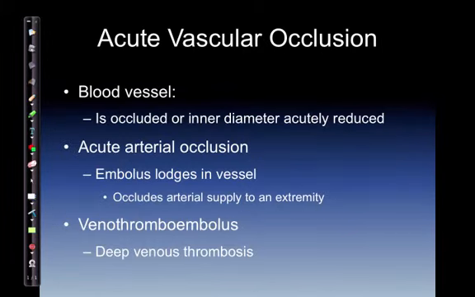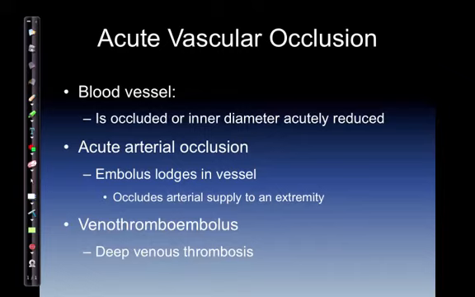Acute vascular occlusion. Blood vessel is occluded or the inner diameter is acutely reduced. Flow passing the obstruction is very minimal. Acute arterial occlusion. An embolus lodges in the vessel and occludes the arterial supply to an extremity. Collateral circulation, a network of smaller vessels that can keep the blood flowing to the extremity around an injury or occlusion.